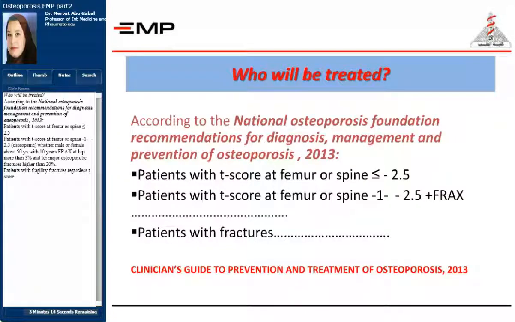Who will be treated? According to the National Osteoporosis Foundation Recommendation for Diagnosis, Management and Prevention of Osteoporosis 2013, patients with T-score at femur or spine less than or equal to -2.5, patients with T-score at femur or spine between -1 to -2.5, this means osteopenic, whether male or female above age of 50 years, with 10-year fracture risk at hip more than 3%, or for major osteoporotic fractures higher than 20%. Also, patients with fragility fracture, regardless of T-score, all these patients must receive treatment for osteoporosis.